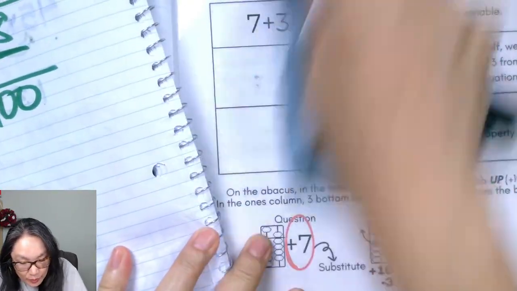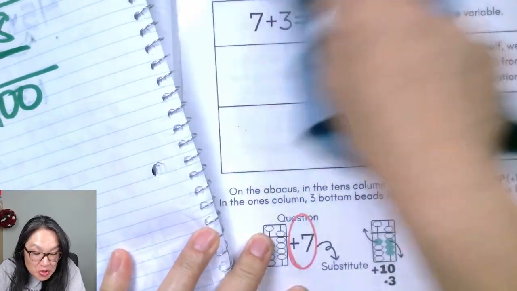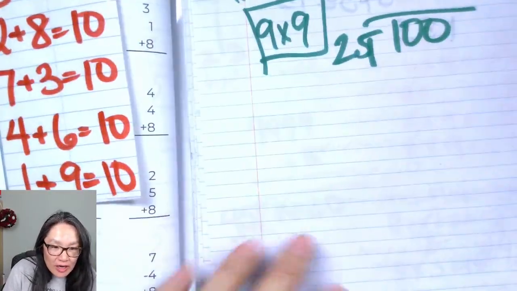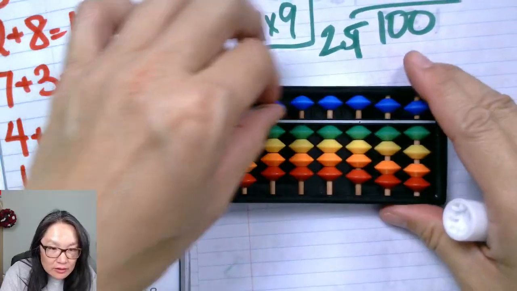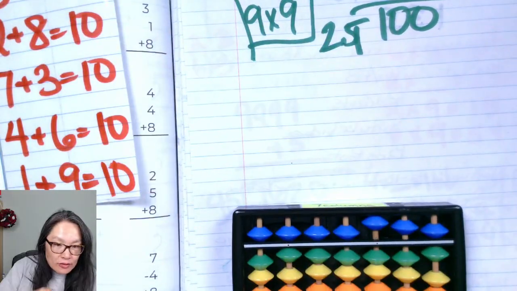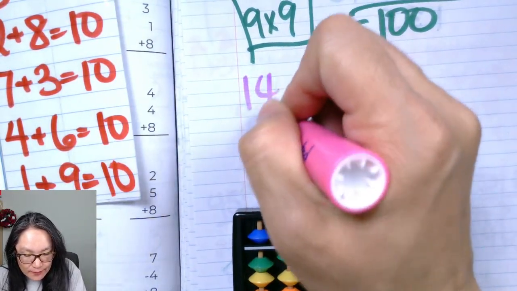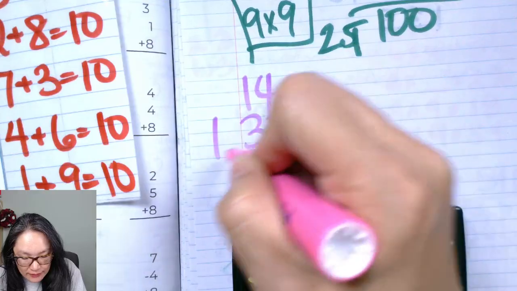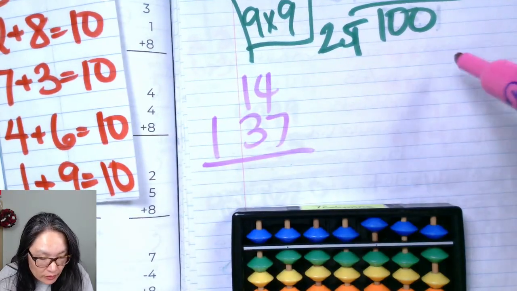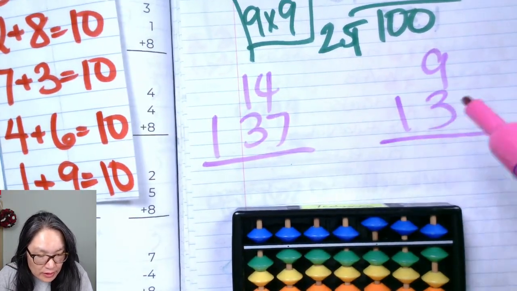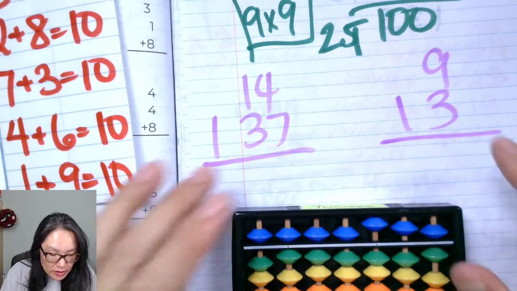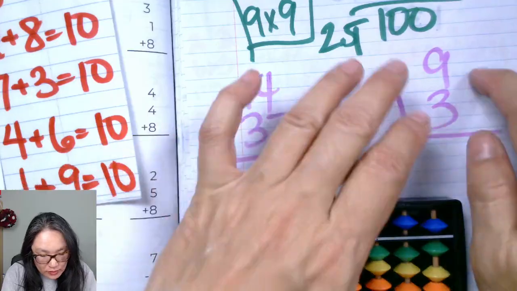Okay, so let's do a bigger number because this is too small. This is too easy. Okay, let's do the first one. What's the first one? It's 14 and then 3, 7. We could do that one and then the other one, 9 and then 13. Okay, these are really good. So let's do this one first.